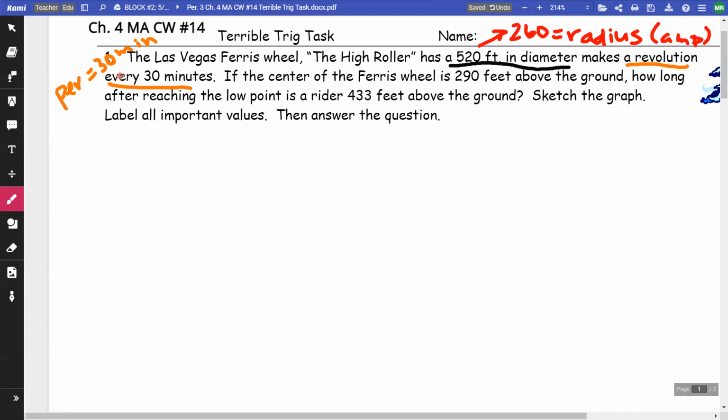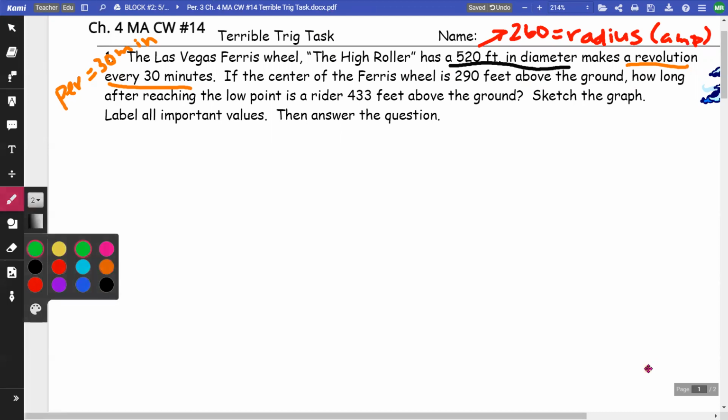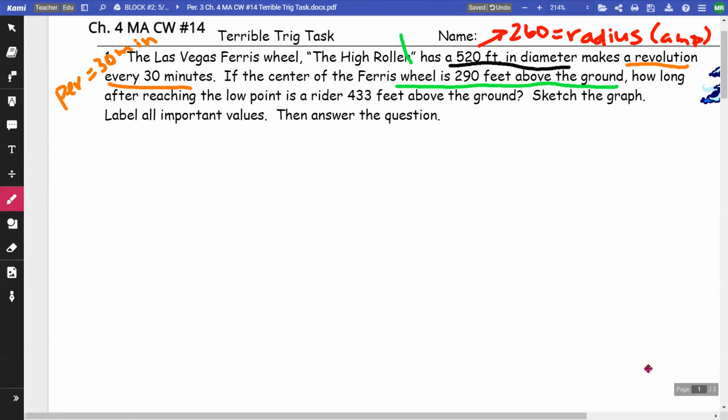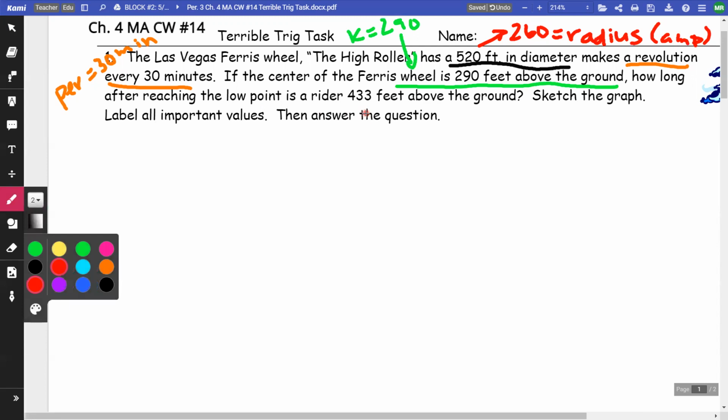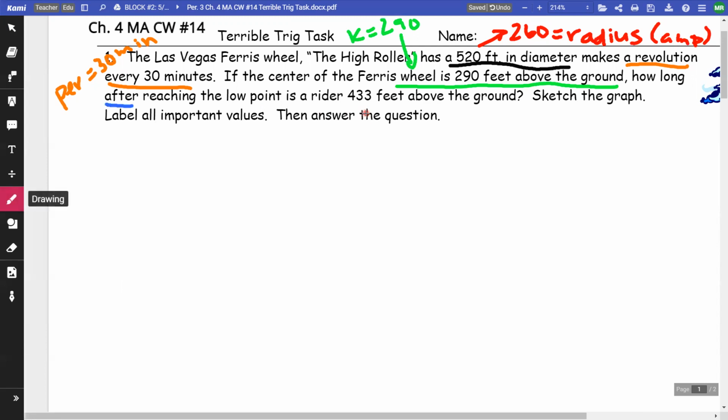And I know that the center of this Ferris wheel is 290 feet above the ground. That's going to be my K. My K is going to be 290. How long after reaching the low point is a rider 433 feet above ground? So how long after a low is a rider 433 feet above the ground? That is what we're going to be trying to figure out.